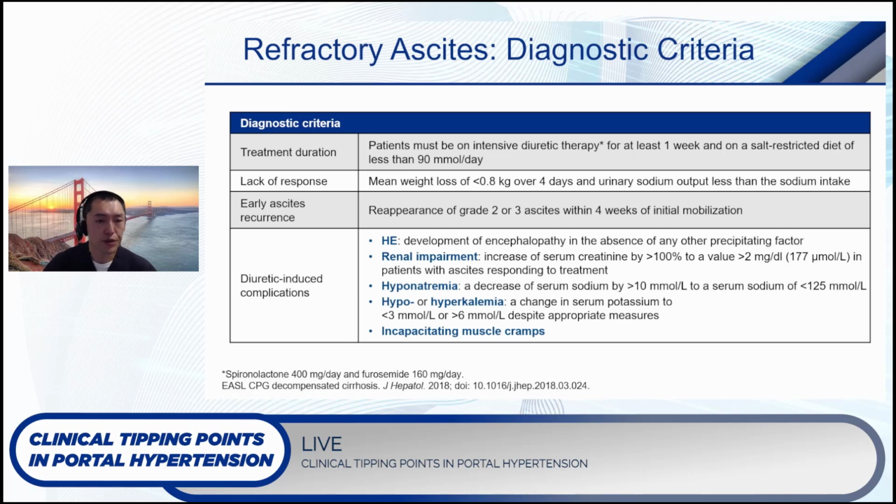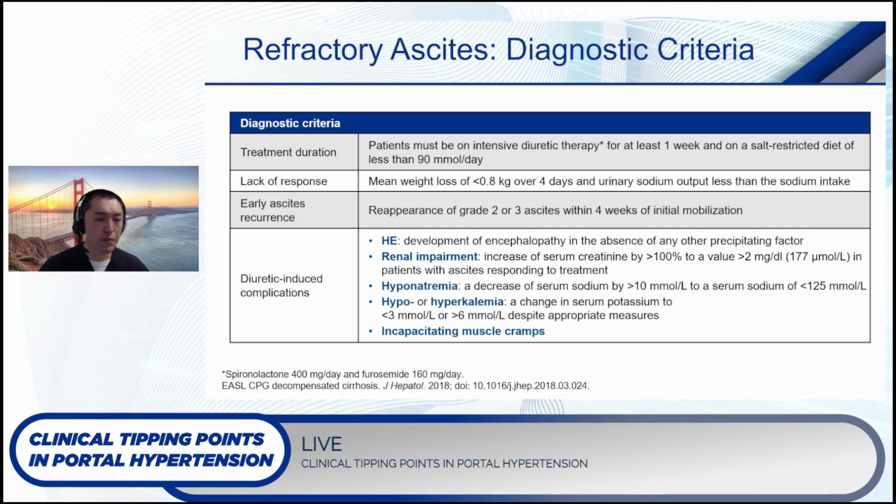When thinking about refractory ascites, we have to make sure we're defining things appropriately. Patients should be treated with appropriate diuretic therapy for at least a week associated with salt restriction. If someone's eating a fast food cheeseburger every day, you can't really call that refractory ascites because you have to make sure you balance and optimize this approach before calling it a failure. Lack of response, both by measuring weight as well as urinary sodium output, and then early ascites recurrence are some of the key features that define refractory ascites.